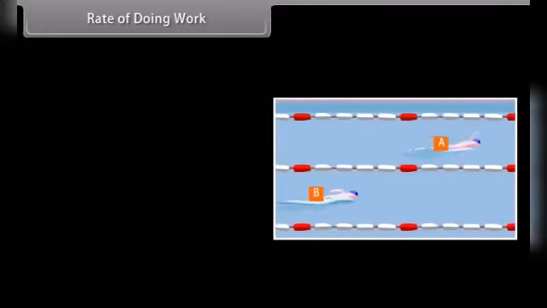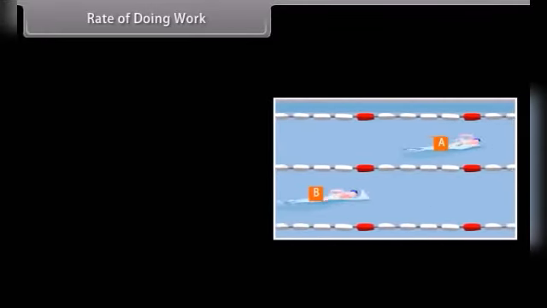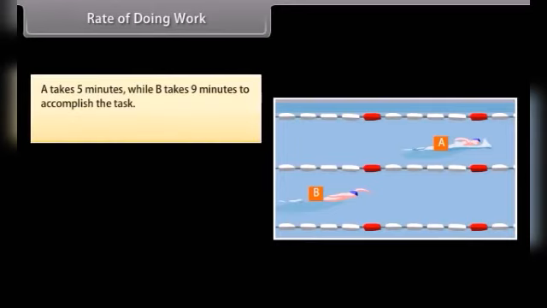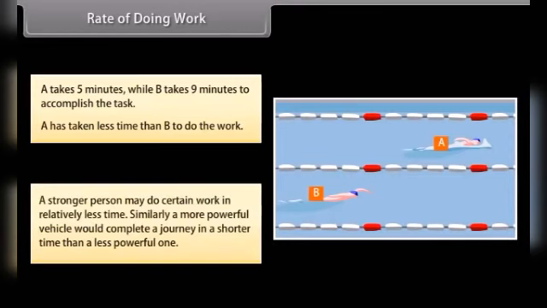Rate of doing work. Consider two children, say A and B. Let us say they are of the same age. Both start swimming separately. Let us say A takes 5 minutes while B takes 9 minutes to accomplish the task. They did the same work, but A has taken less time than B to do the work. This means that a stronger person may do certain work in relatively less time. Similarly, a more powerful vehicle would complete a journey in a shorter time than a less powerful one.